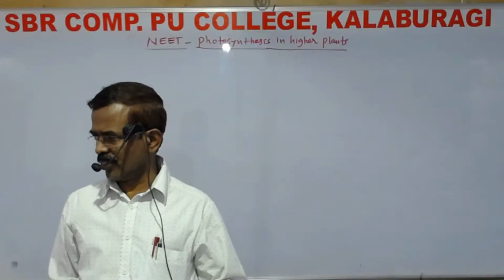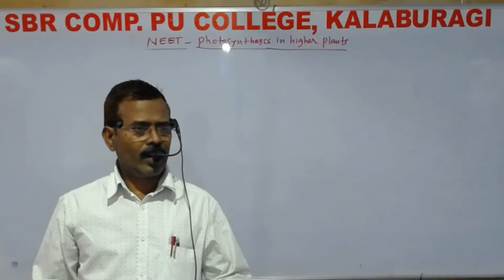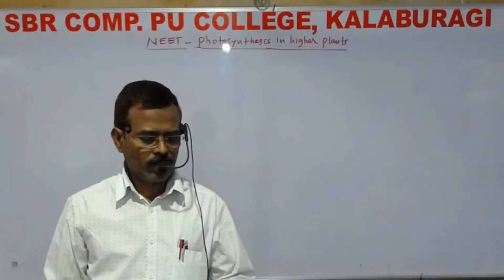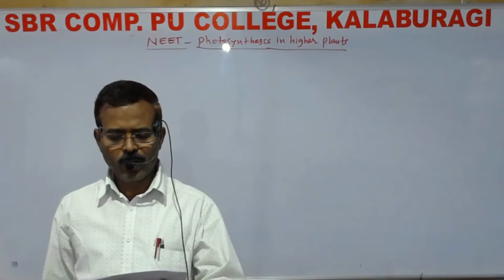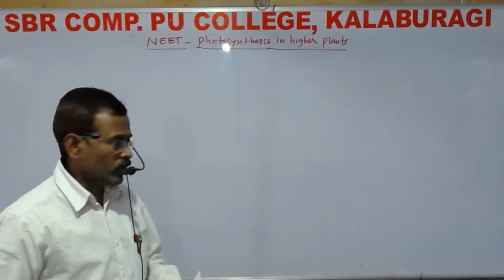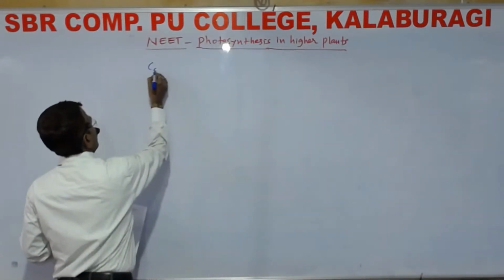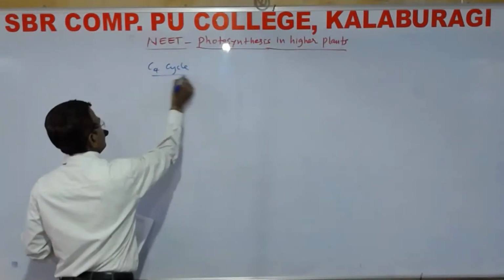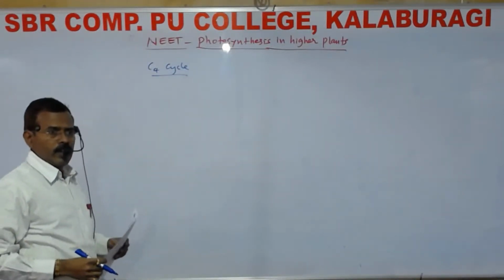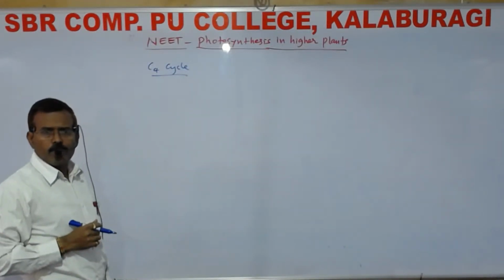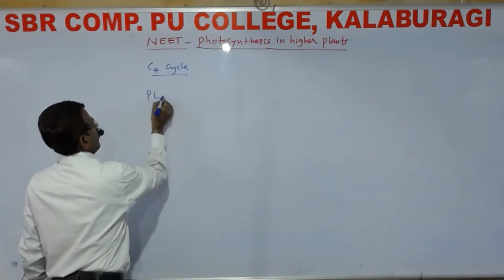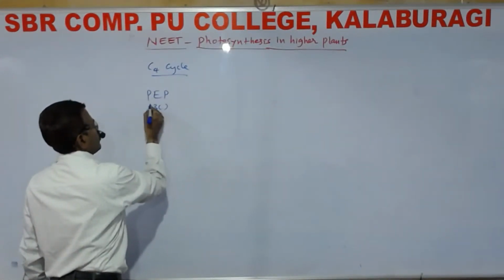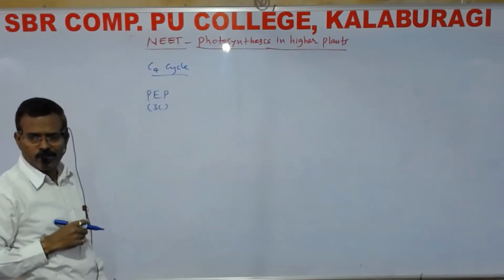This week's NEET discussion topic is photosynthesis. First question: conversion of pyruvate into phosphoenol pyruvic acid takes place. So this is a C4 cycle. In the C4 cycle, the primary carbon dioxide acceptor is a 3-carbon compound, that is phosphoenol pyruvic acid.